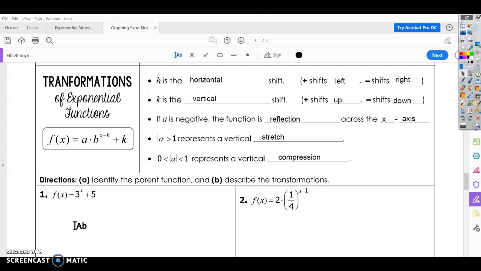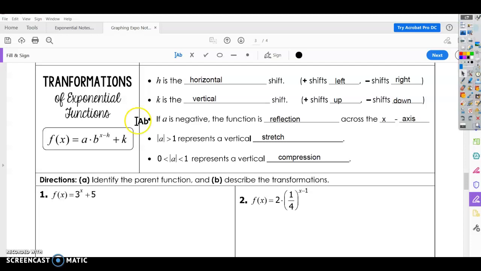All right, so the equation that we're going to use: f of x equals a times b raised to the x minus h, plus k. This is just your general form, okay? A, b, h, and k are still just going to be numbers. X and f of x, which is your y, will still be the variables. So it's exponential because your x is your exponent, and that is what makes it an exponential function.